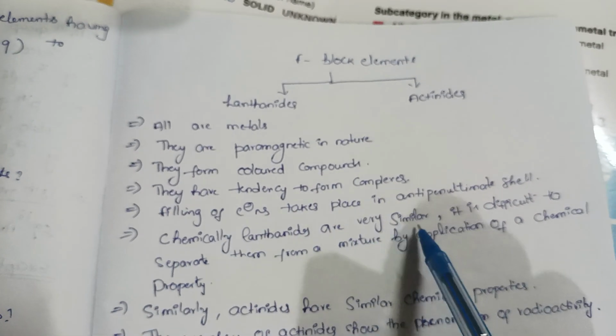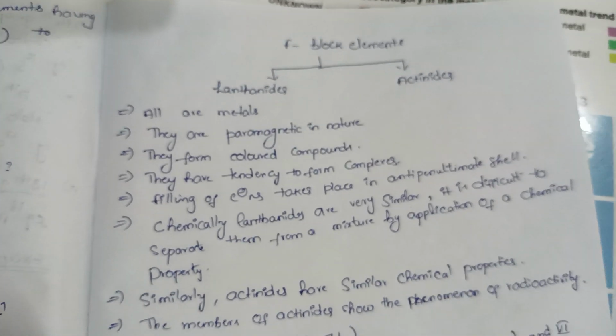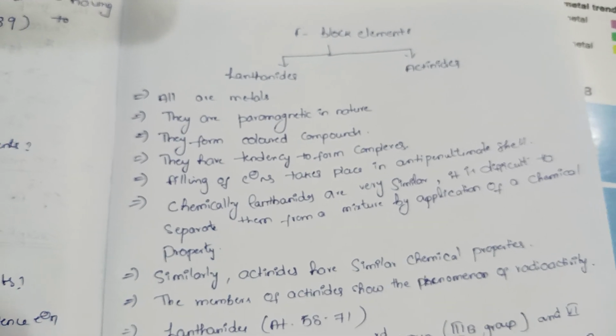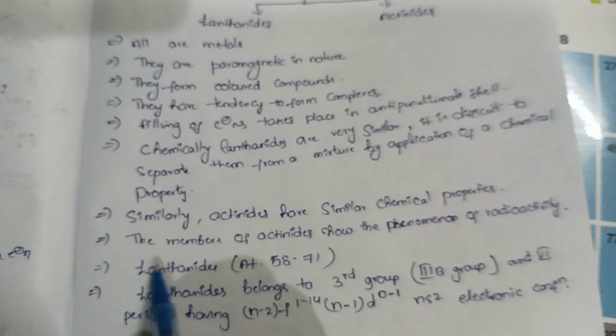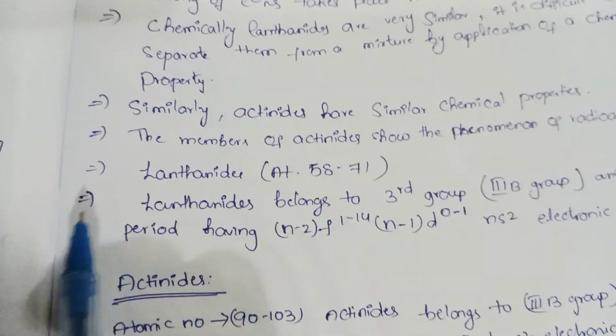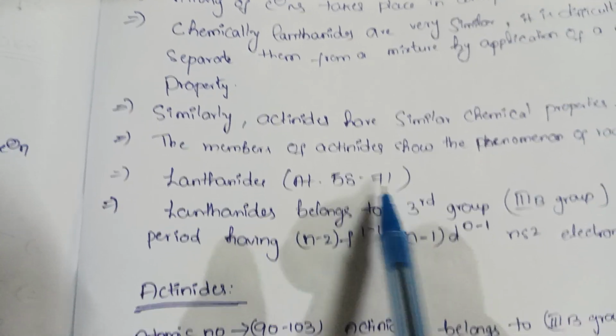Chemically, lanthanides are very similar, so it is very difficult to separate them from a mixture. By application of chemical properties, we can separate them. Similarly, actinides also have similar chemical properties. The actinides show the phenomenon of radioactivity. Lanthanides start from atomic number 58 to 71.